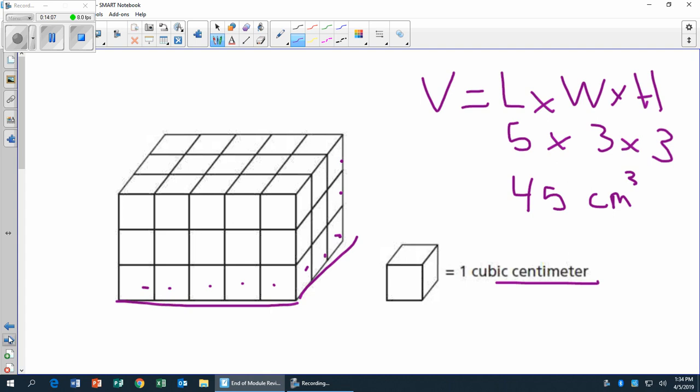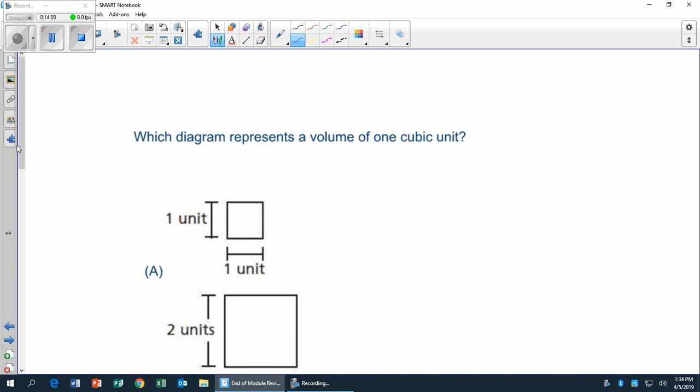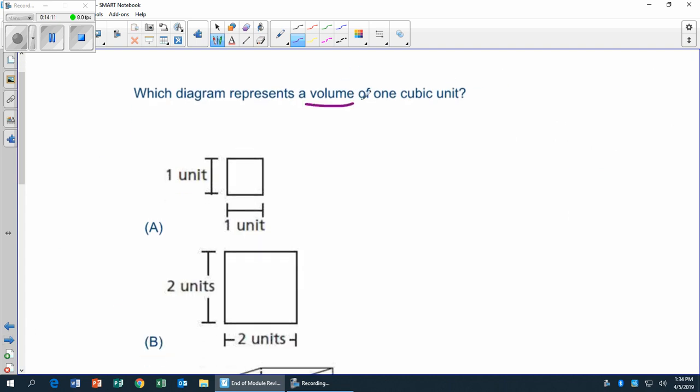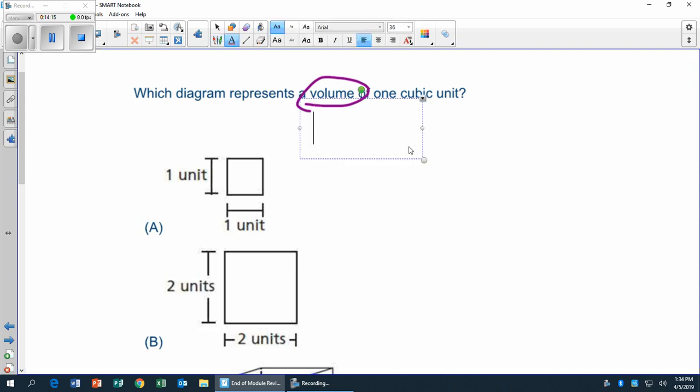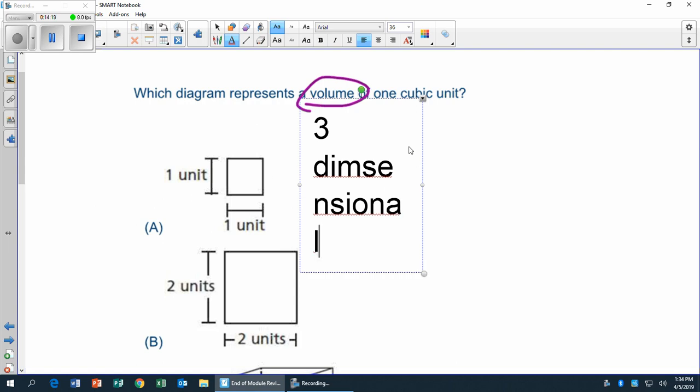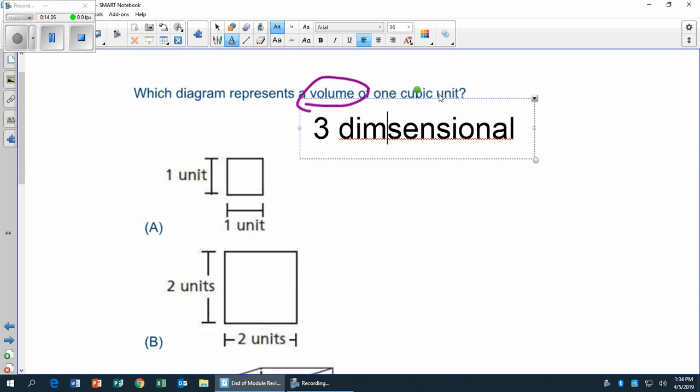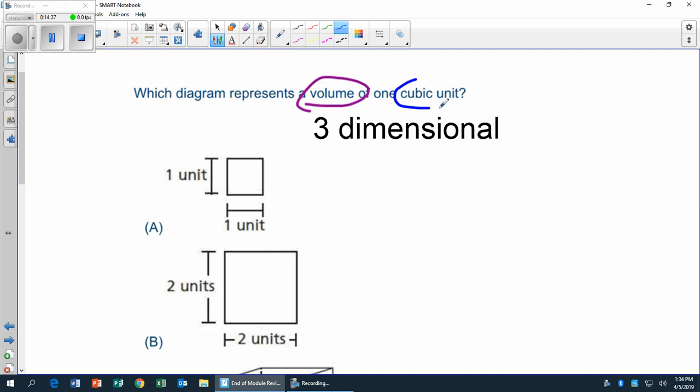Next question. Which of these diagrams represents a volume? So we want 3 dimensions. Volume tells me 3 dimensions. And then we also want to look at the fact that it's cubed. So we want a cube, not a square. And that's important too, that we want a cube for volume. We don't want a square.